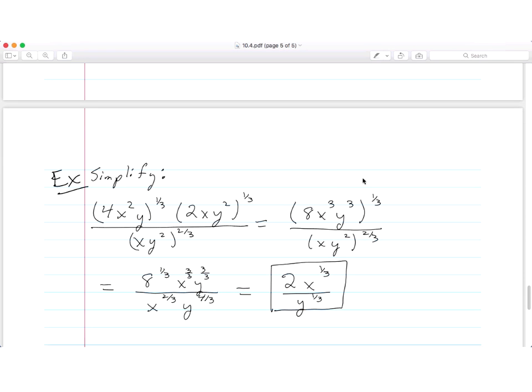And so let's raise everything inside the parentheses to the 1/3. So we get 8 to the 1/3, x cubed to the 1/3, y cubed to the 1/3. Let's raise everything to the power 2/3, x to the power 2/3, y to the power, well, 2 times 2/3 is 4/3. And last, the cube root of 8 is 2.